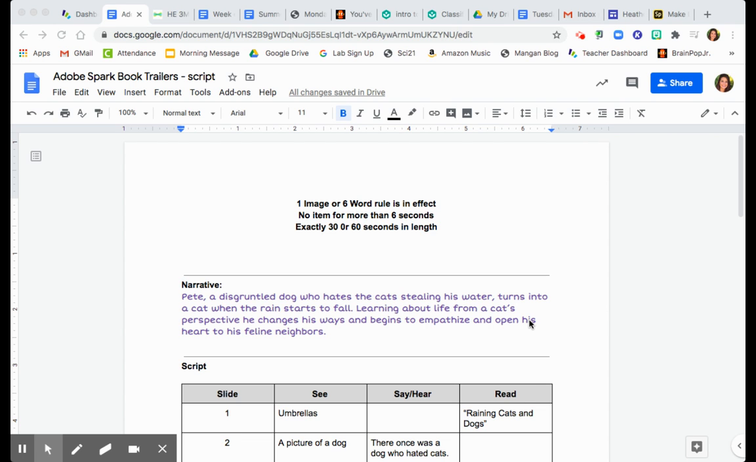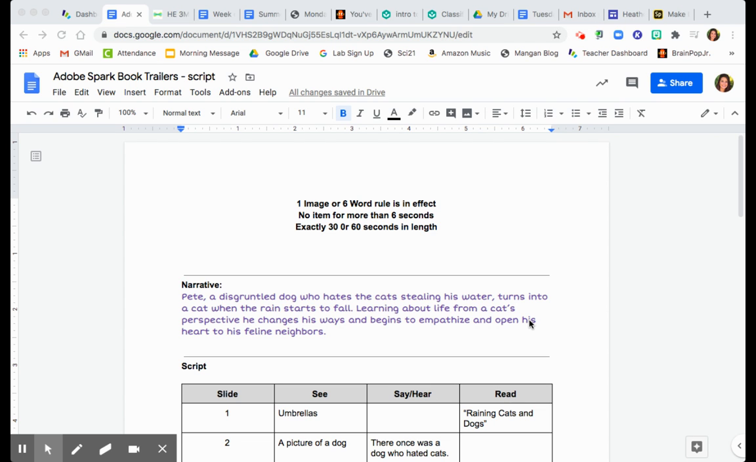So, in your drives, you're going to find this file called Adobe Spark Book Trailers Script. You'll find that it is blank, and it's your job today to fill it out. The first thing you're going to do is write a narrative. A narrative is a small snippet of your story. It's going to introduce the characters and the problem, and maybe even the general plot, but you don't want to give away the ending.